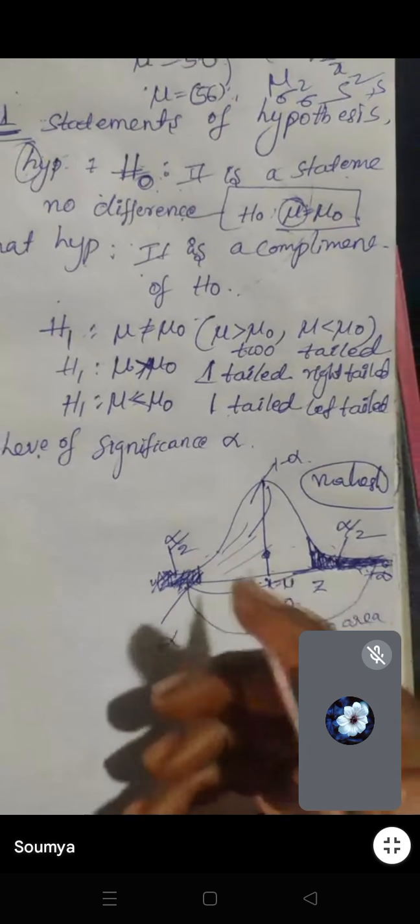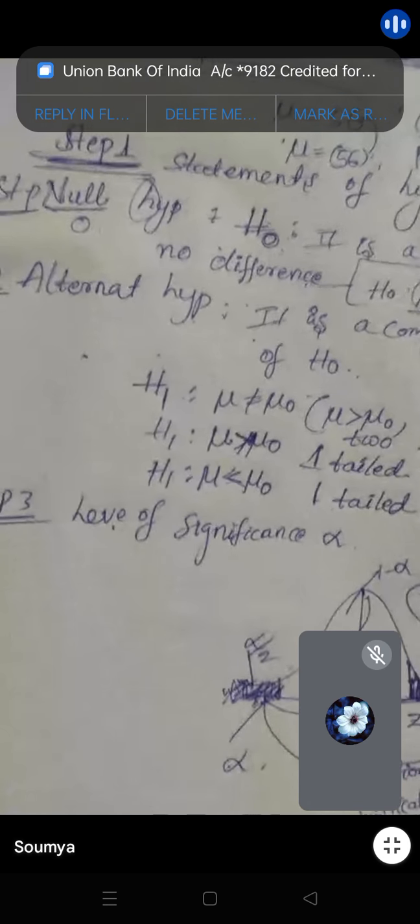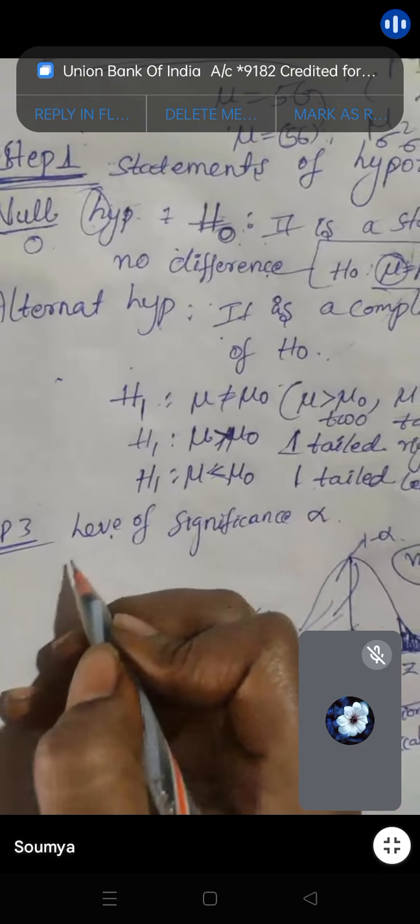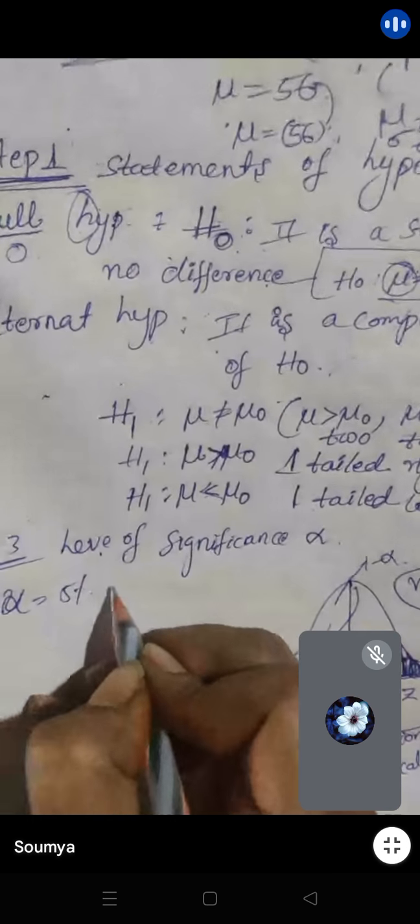Usually in the problems they will mention the alpha value. If it is not there, you have to consider alpha equal to either 5% or 1%.